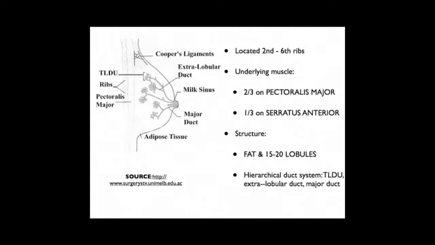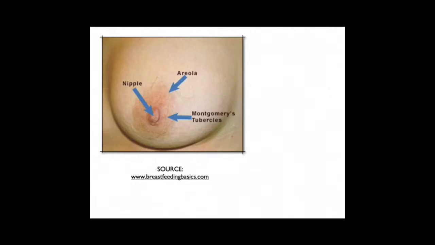Okay, and there's a hierarchical duct system, isn't there? There's these TDLUs, these terminal duct lobular units, which are the smallest units, and they're like little acini coming off a central duct. And then this goes into extralobular ducts and then major ducts, which then open onto the nipple. And here you can see it. So you've got the nipple, and around that the areola, which has lots of Montgomery's tubercles, which are much like sebaceous sweat glands. Yeah.